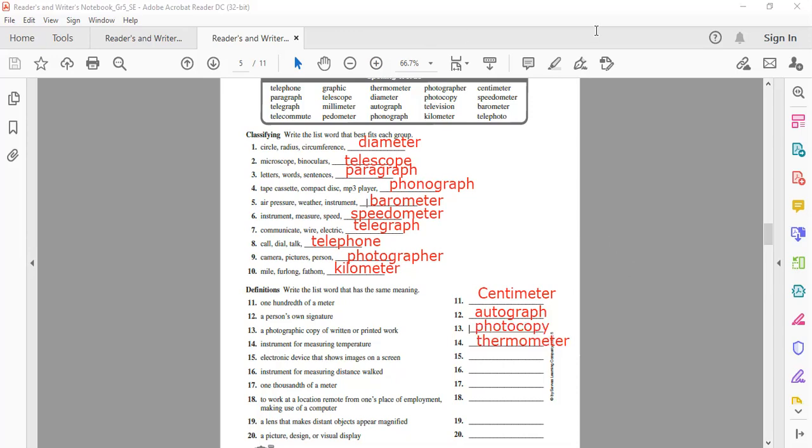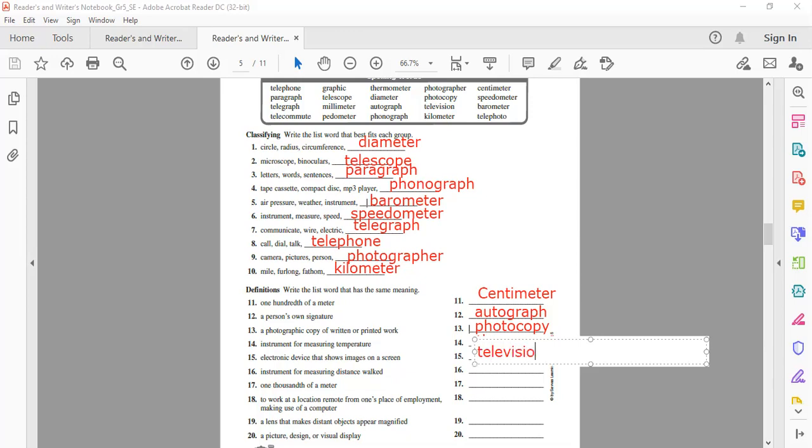Jude Sharif, are you there? Amal, are you there? Yes. Why are you sleepy today? I didn't hear your voice. Number 15. Give me number 15. Electronic device that shows images on screen. Television. Television, excellent, my girl. Very good. So it is television.